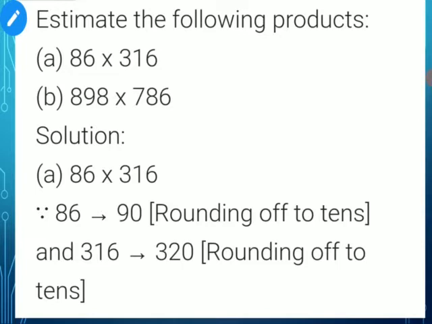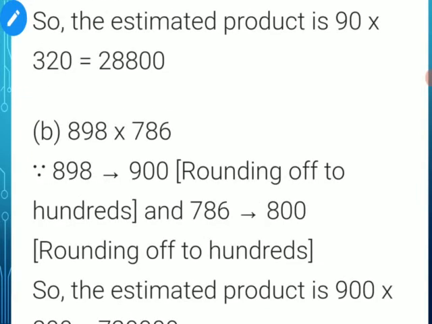So what you will do is round off the numbers to the nearest tens and then find the product. The first is 86 multiplied by 316. When 86 is rounded off, it becomes 90, and when 316 is rounded off, it becomes 320, and then you multiply them and you get 28,800.